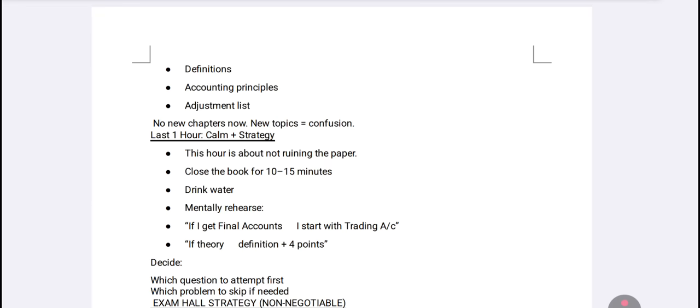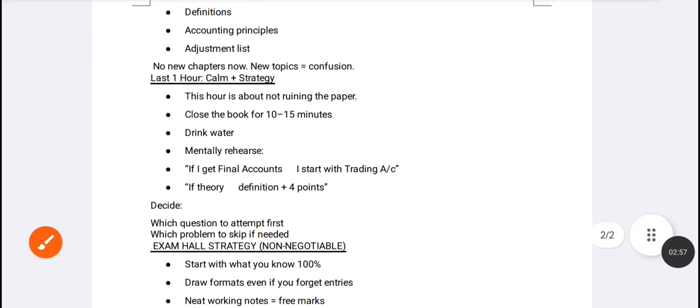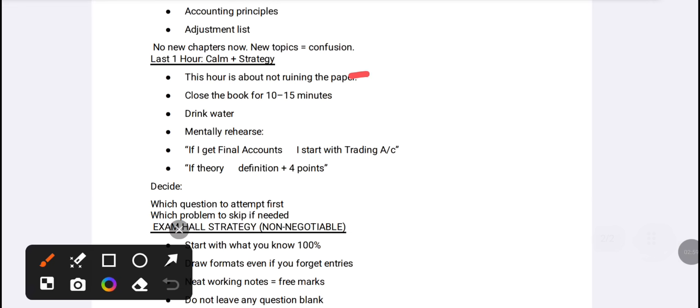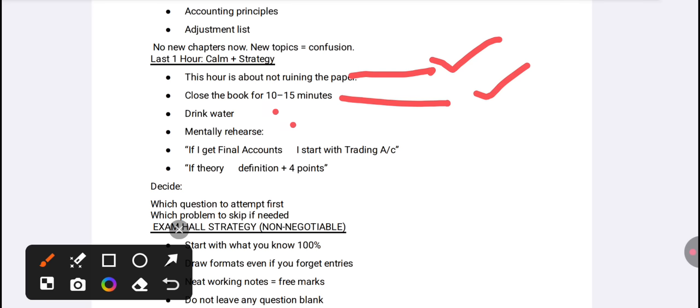The last 1 hour before the examination is very important. Close your book 10 to 15 minutes before. Don't mug up your preparation till the last moment. Drink your water and mentally rehearse everything you have learned, like journal entries. Just mentally understand everything.